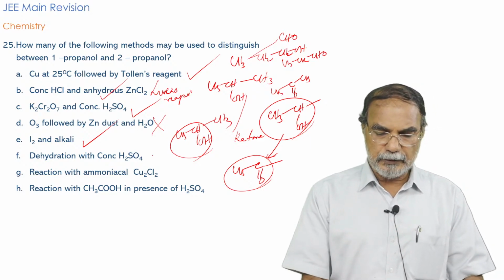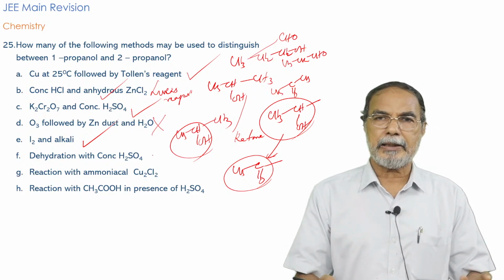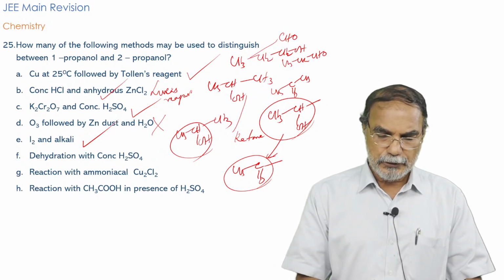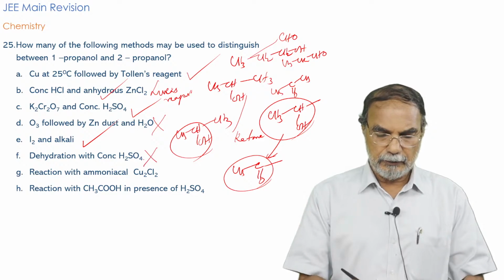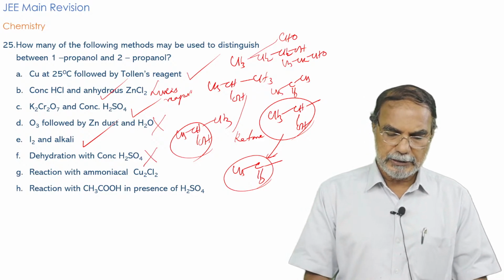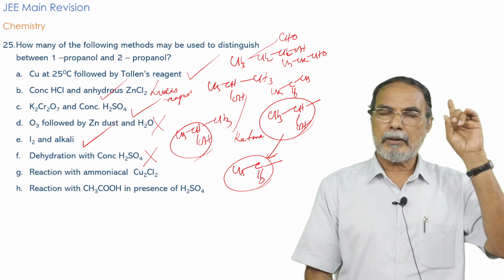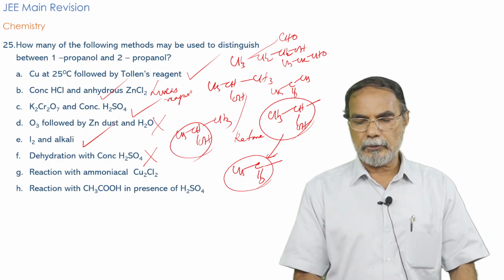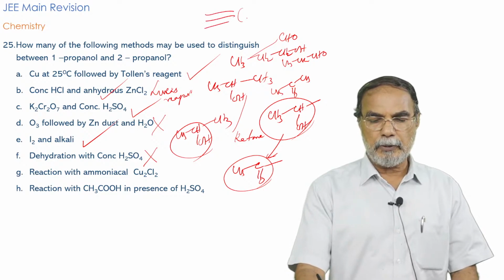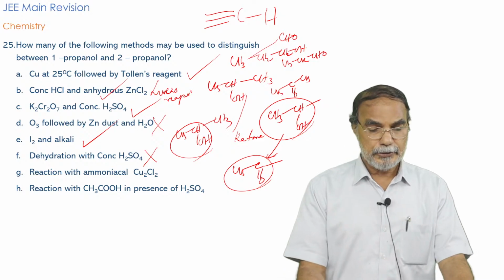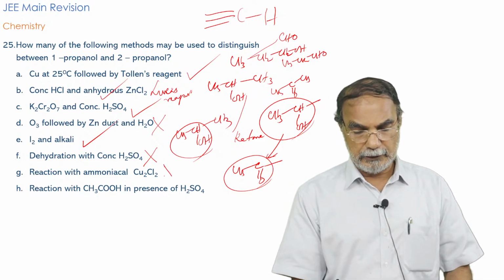Then dehydration with concentrated sulfuric acid is not a test, because in both cases you get propylene as a product. So it cannot be used as a test. You are getting the same product in both cases. And reaction with ammoniacal cuprous chloride is a test used to detect terminal triple bonds in alkynes. So that test will not work in this case.